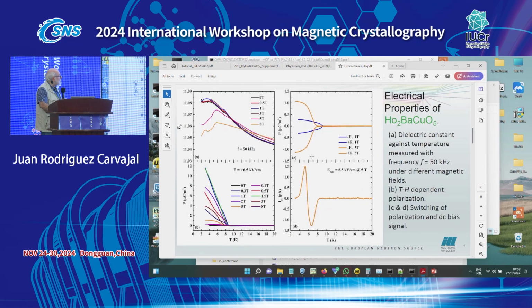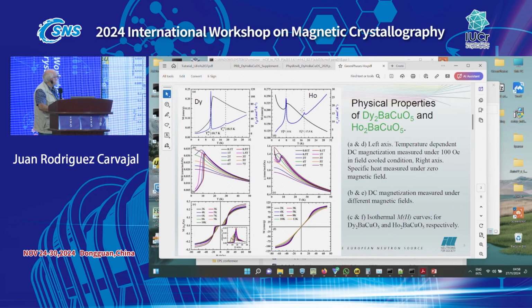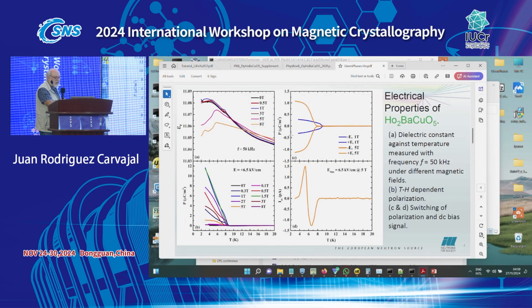You see that under field, you make a polarization appear in the low temperature part. And if you remember here, sorry, in that part, there is no polarization; it appears here, below here. Then these transitions make the compound, when you apply a magnetic field, develop a polarization. Then it was interesting to study these things.